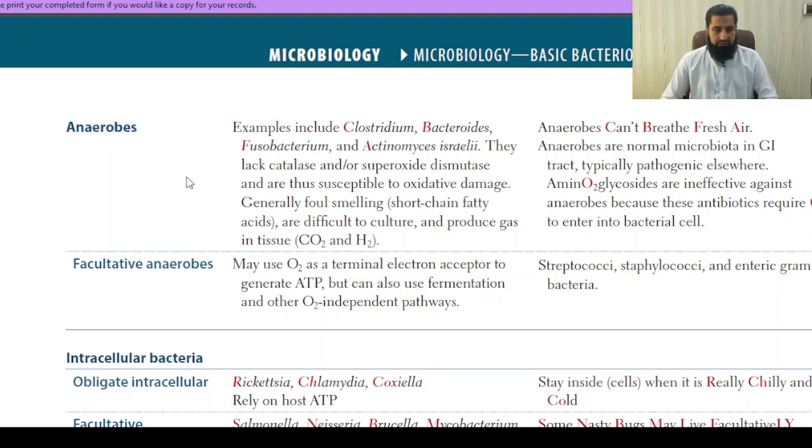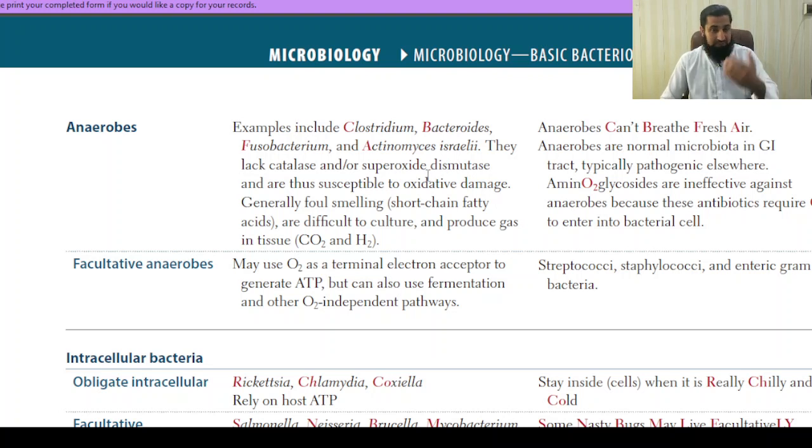Anaerobes are those bacteria which do not require oxygen for their growth. Examples are Clostridium, Bacteroides, Fusobacterium, and Actinomyces israelii. These lack catalase and superoxide dismutase and are thus susceptible to oxidative damage. You will study these things in the immunology section and also in biochemistry. There are oxidative enzymes or oxidative chemicals which kill bacteria.